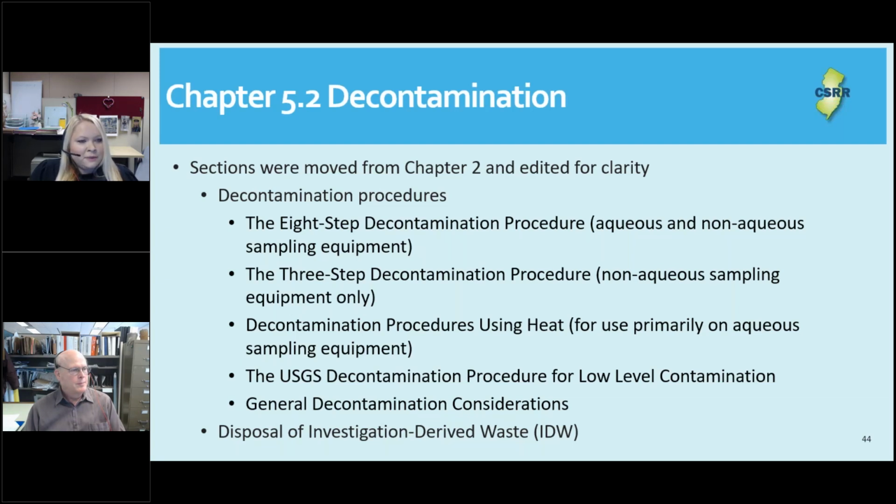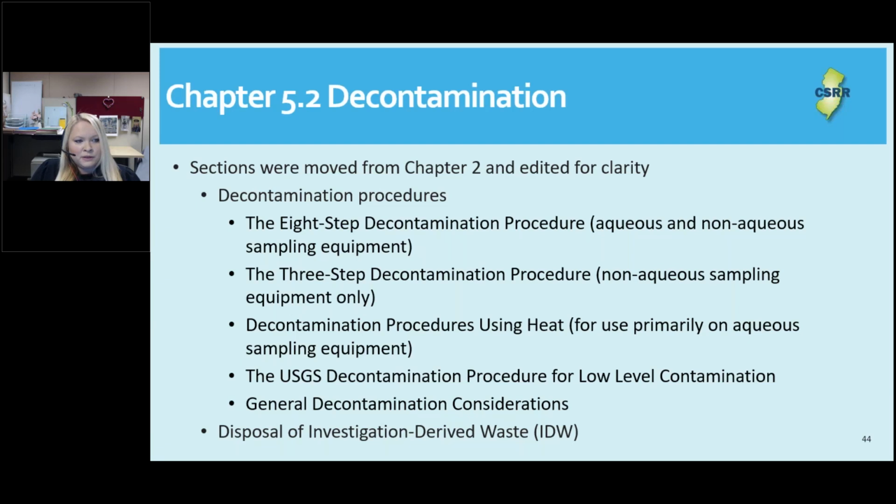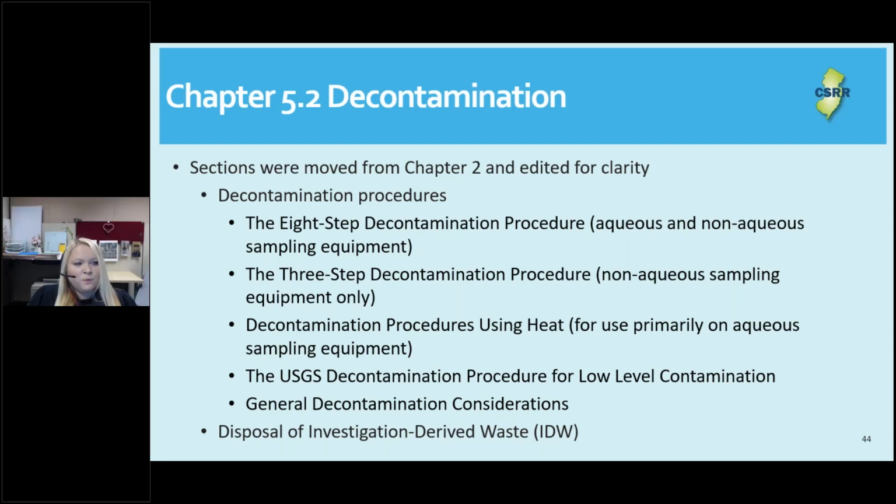The 3-step decontamination procedure is for non-aqueous sampling equipment only, and that's basically a detergent scrub, water, DI water, and then a solvent if applicable. The decontamination procedures using heat, an example of that would be for use with direct push equipment using steam cleaning or hot pressure wash. The last type of decontamination procedure is the USGS decontamination procedure for low-level contamination. This is less used for sampling of contaminated sites. It's more for trace levels. The details were removed and it's just linked directly to USGS, as these are USGS procedures.